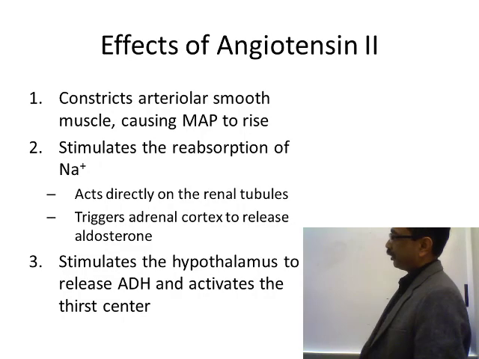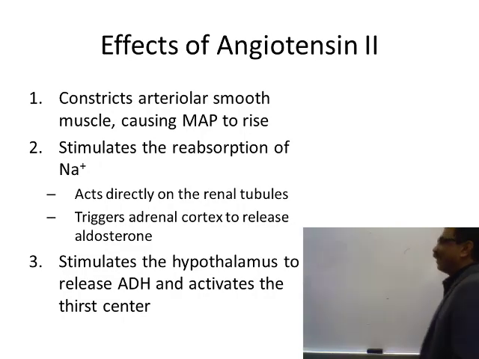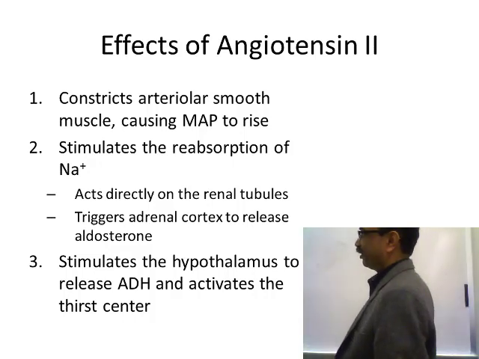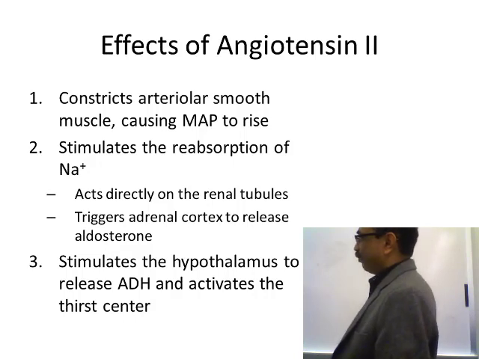Angiotensin II causes the generalized vasoconstriction, but it has other functions. Number one, you see here, it constricts the arteriolar smooth muscle. That increases the blood pressure. Vasoconstriction. Number two, it stimulates the reabsorption of sodium.